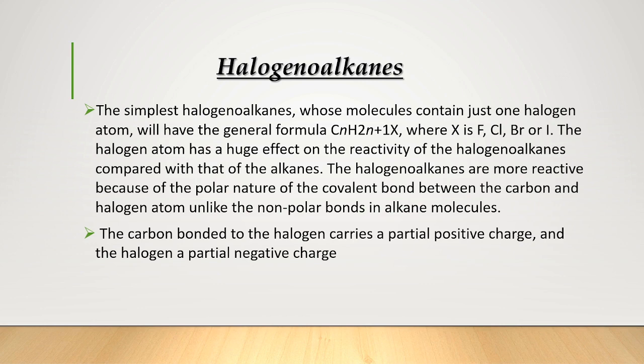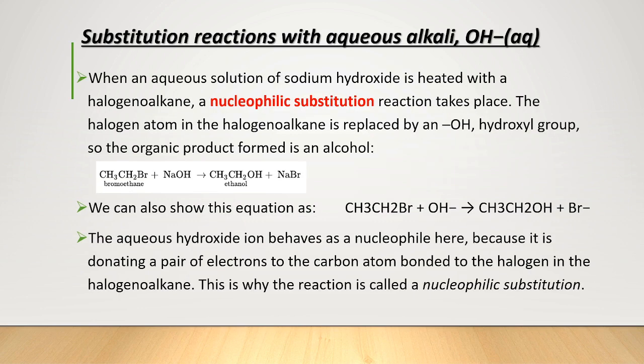The halogen atom has a huge effect on the reactivity of the halogenalkanes as compared with that of the alkanes. Why? What's the reason? Because there is a greater difference of electronegativity between the carbon and the halogen atom. So halogenoalkanes are more reactive because of their polar nature. Now the carbon bonded to the halogen carries a partial positive charge and the halogen carries a partial negative charge.